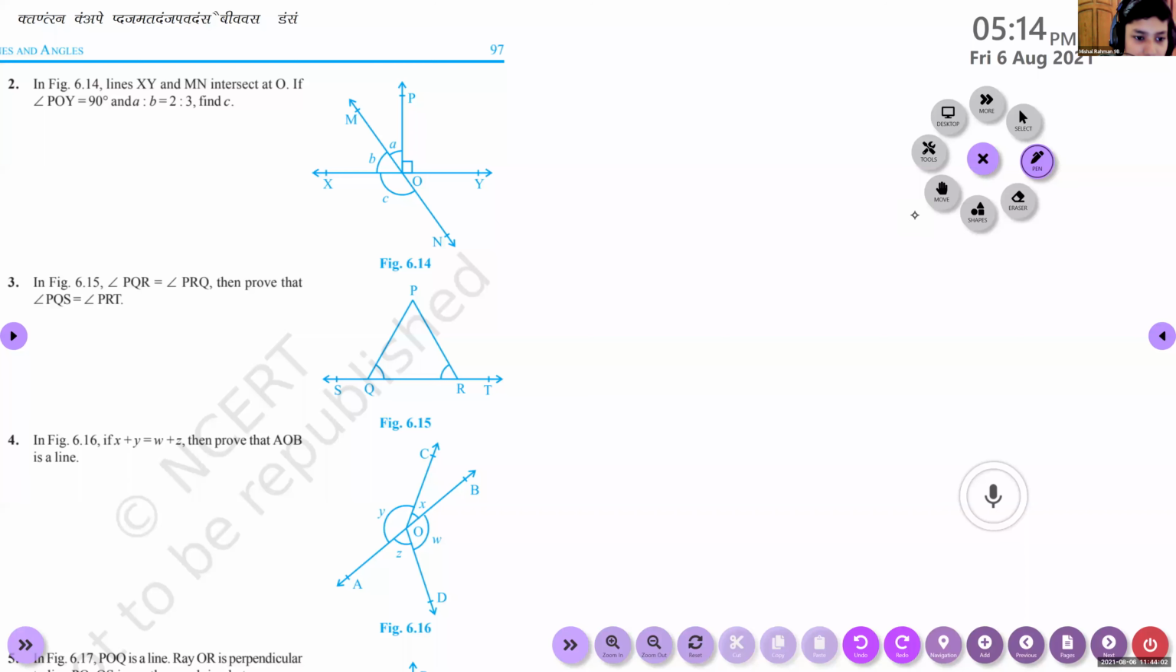What is A is to B? It is a ratio. Then how will we take it? A is to B equal to 2 is to 3. So we can take A as 2x, yes, 2x. We will take A equal to 2x and B equal to 3x. Now try.